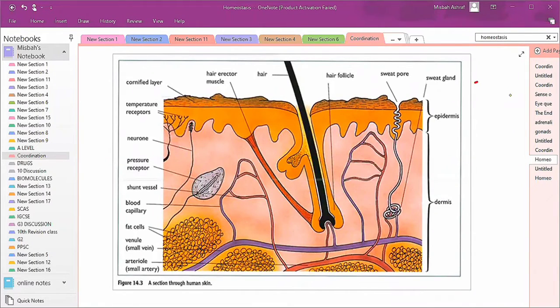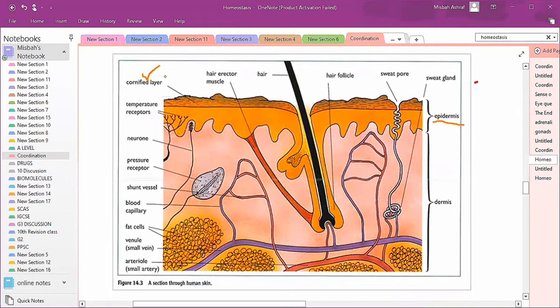Skin is made up of two layers, right? The upper one is the epidermis. This epidermis is further divided into three layers. The first one was the cornified layer, right? And I told you that the cornified layer is dry, dead, horny.